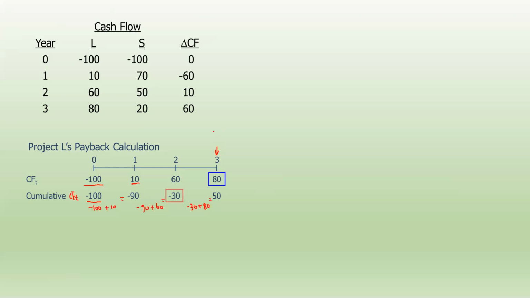So year 3 is the full recovery year, which means we recover all our initial investment. The payback period equals the year before the full recovery year, which is 2, plus the unrecovered cost at the beginning of the year, which is $30, divided by the total cash flow over year 3. So it equals 2.375, which means we use 2.375 years to collect back all our initial investment.